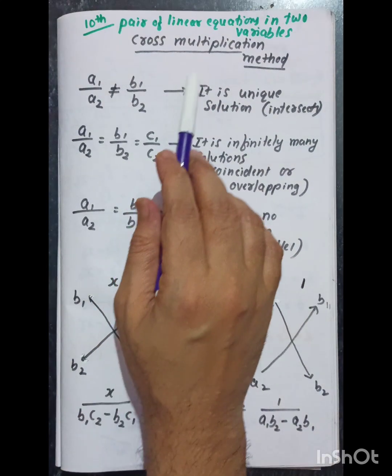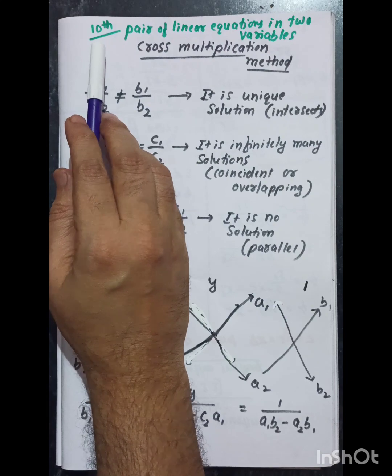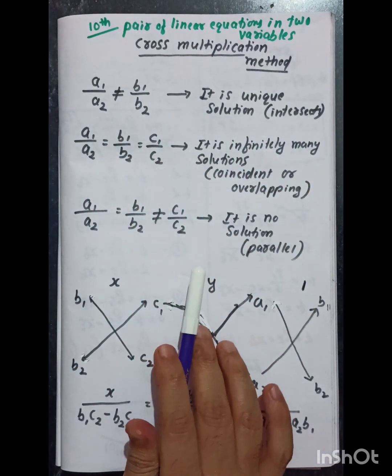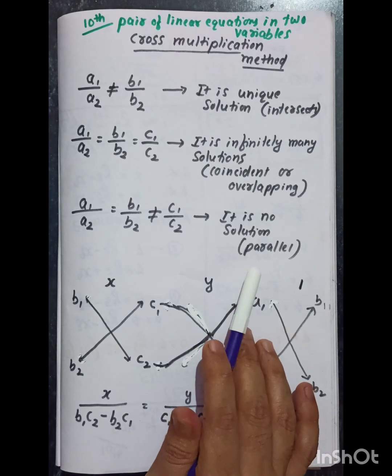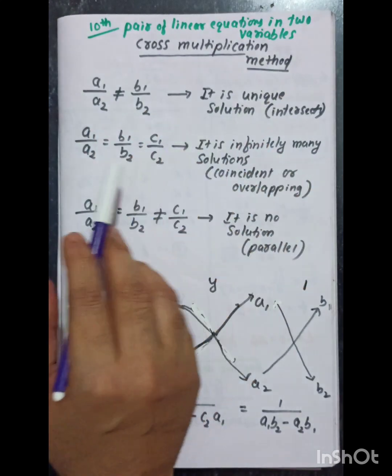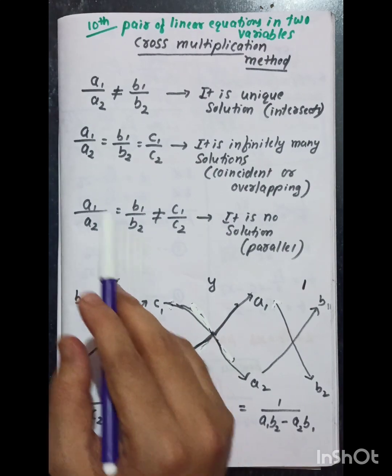Let's learn pair of linear equations in two variables of 10th standard. In this class, we will study the cross multiplication method. As we know, in the last classes we learned about the elimination method and the substitution method. Now the third method, that is the cross multiplication method. Here I have written something which is helpful to do the problems.